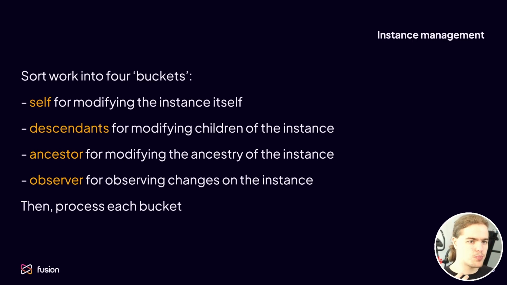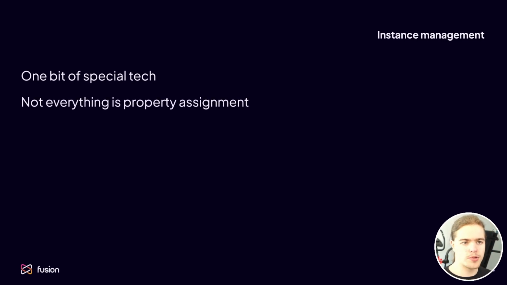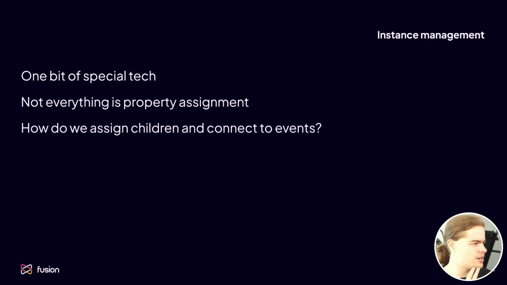All that's left then is to process each bucket in order, one at a time. Alright, cool, so now let's talk about the one special bit of technology that was built for instances. Sometimes we're not just assigning properties, but we're doing other more arbitrary work on the instance. You've heard me talk about assigning children and connecting to instance events. But how do you actually do that?